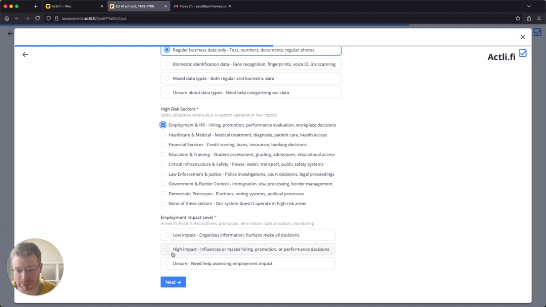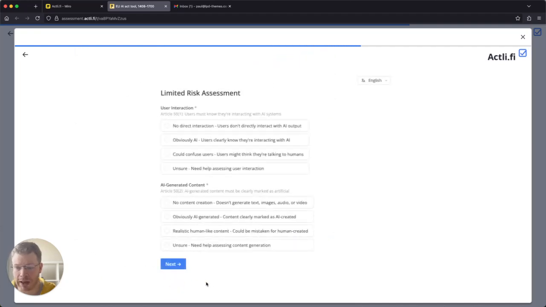If the system influences hiring decisions, promotion decisions, or any other decisions, you have to select high impact. I will just select low impact for this example. And now we have to identify if your system interacts with users. If your system doesn't interact with users, just select this one, that the system doesn't interact.